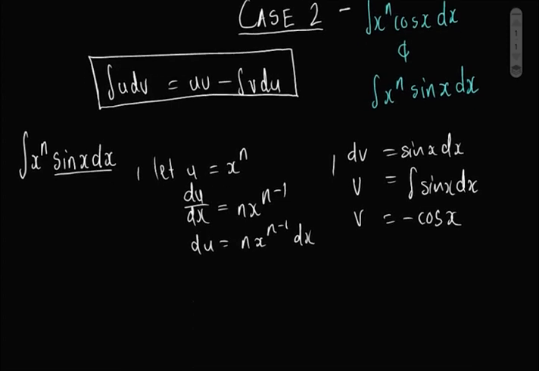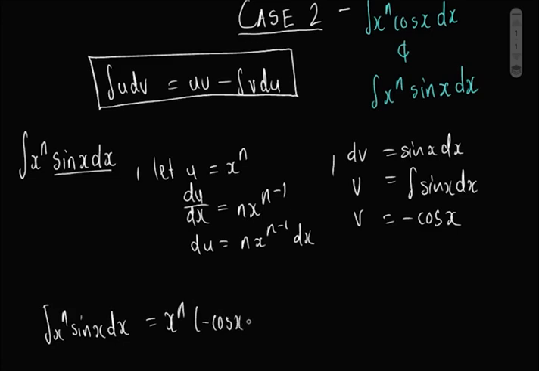Now, what are we going to do? We implement this. So that means the integral of x to the n sine x dx, okay, is equal to uv. What is my u? X to the n. What is my v? Negative cos x, okay, and then minus integral of v du. What is v? It's negative cos x again. Du, what is my du? It's n x to the n minus 1 dx.